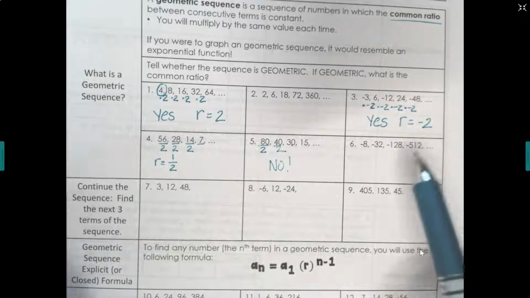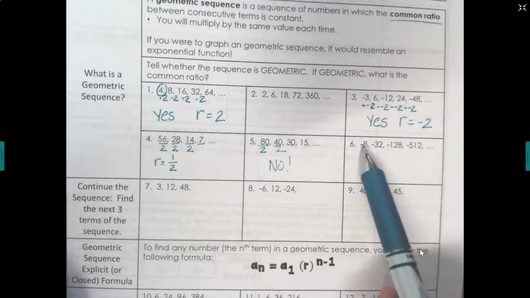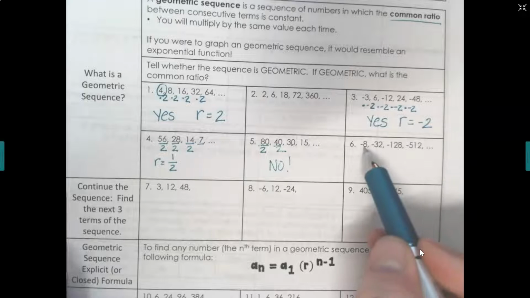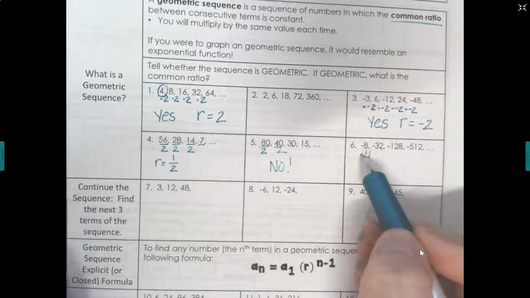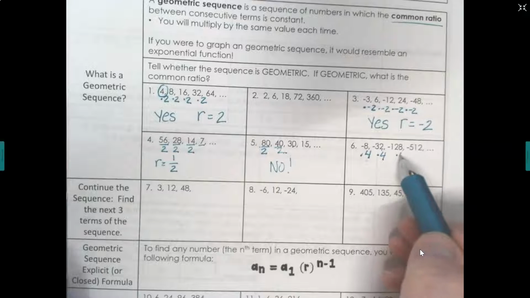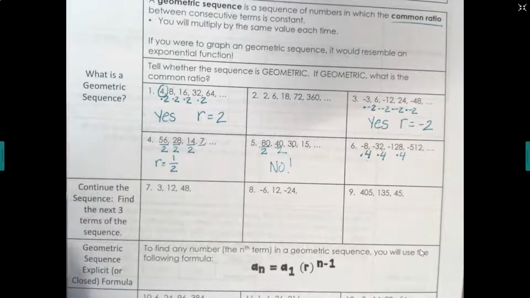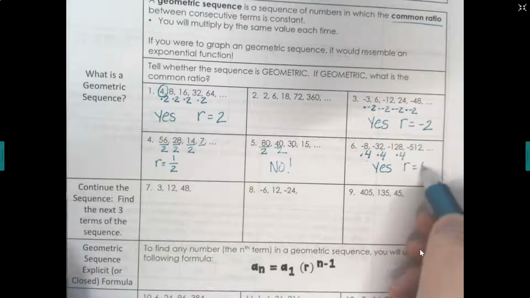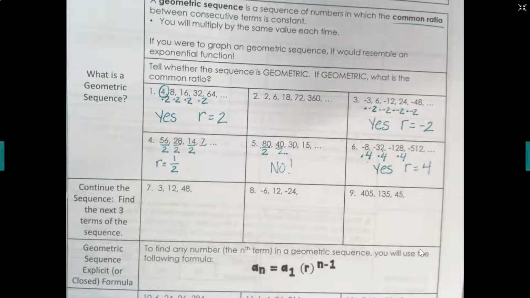All right, and now let's look at this one. Now this one has negatives on every term. Because they're all negative, whatever you're multiplying by is actually positive. Let's just take a look. Negative 8 becomes negative 32 if I multiply by a positive 4, because negative 8 times positive 4 is negative 32. Negative 32 times positive 4 is negative 128. Negative 128 times positive 4 is negative 512. So this is a geometric sequence with a common ratio of positive 4.